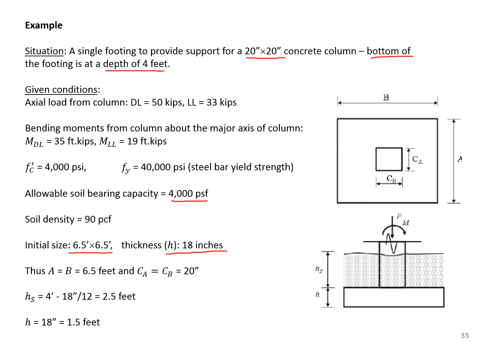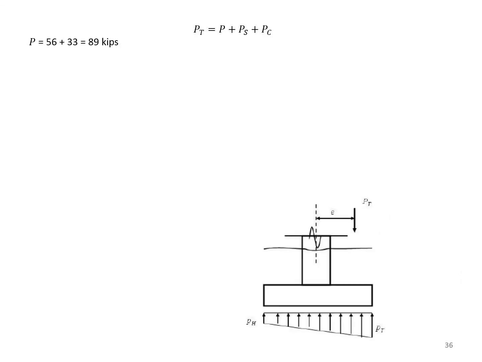Therefore, in this case, A is equal to B is equal to 6.5 feet. Size of the column is 20 inches. CA is equal to CB is 20 inches. HS, remember HS was the height of the soil, is 4 feet minus thickness of the footing, so it's 2.5. Thickness of the footing, which is H, 1.5 feet. So with that, we can compute the total load.